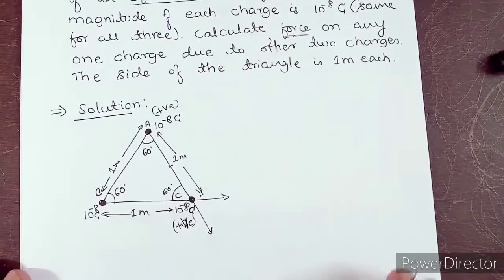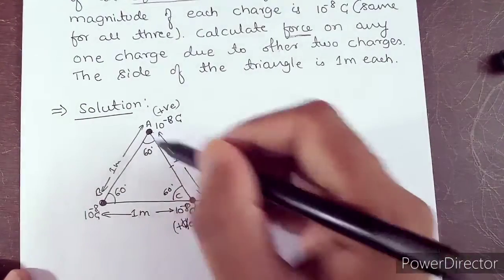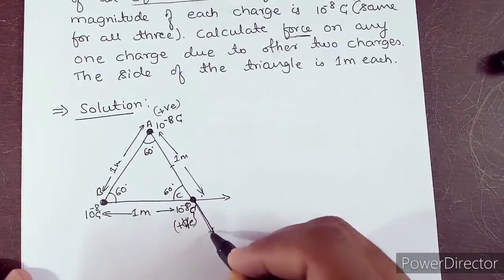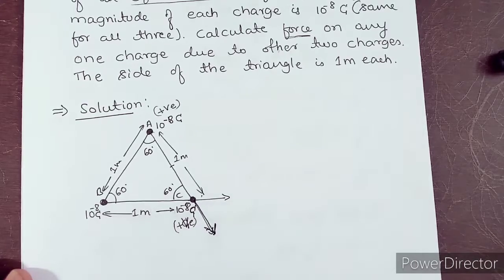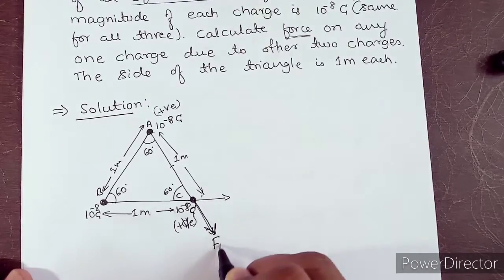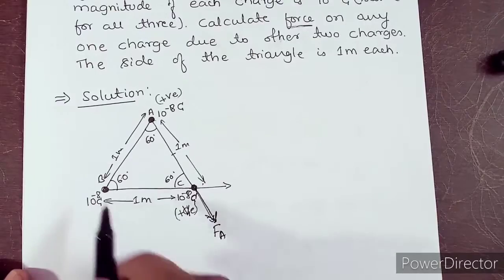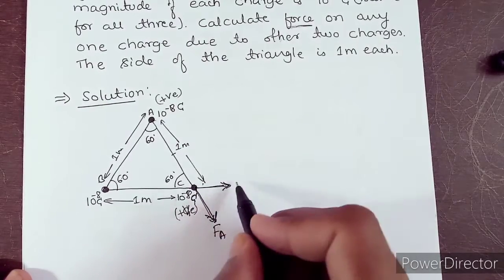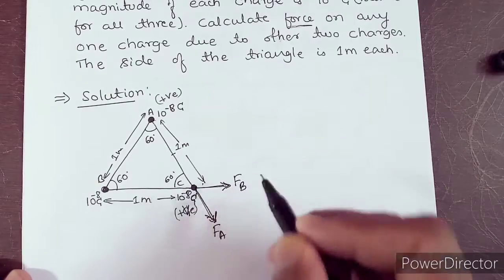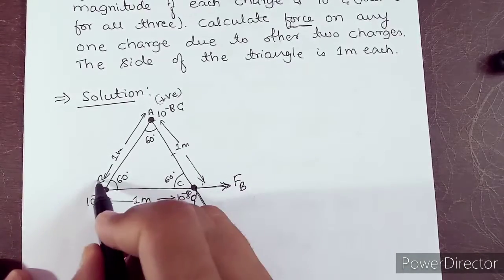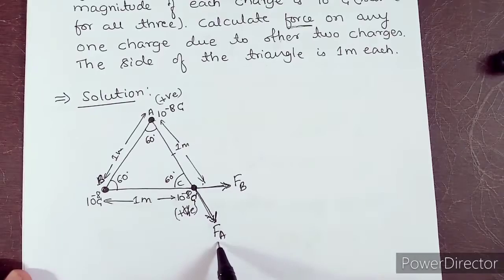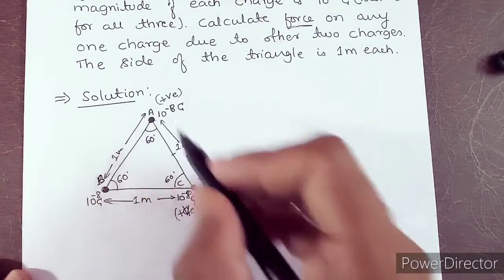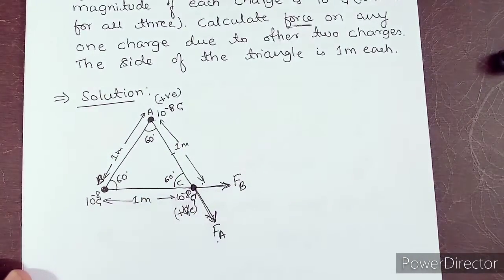Okay, the force on this one due to this one will be repulsive, so that will be in this particular direction. Let me consider that as Fa. Then the force due to this one on this one will be in this particular direction. Let's consider that is Fb. Force due to charge at B, and this is force due to charge at A on this one.